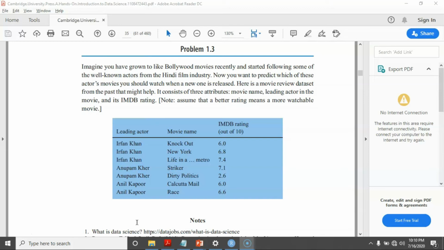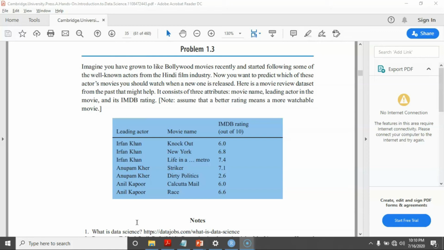But I'm very particular about my timing, and I don't want to spend a lot of time. I just want to watch top notch actor movies. So please guide me on which actor I should follow, or which of the movies having actor X or Y or Z I should watch. Okay, so this is the motivation.